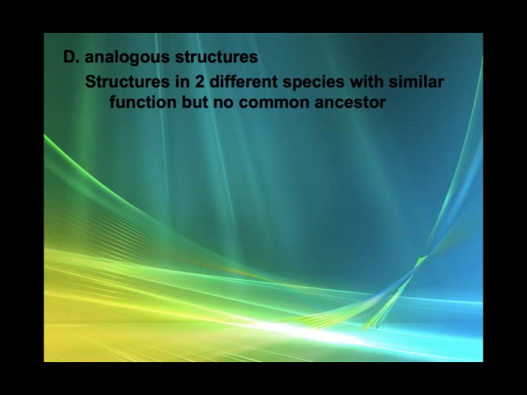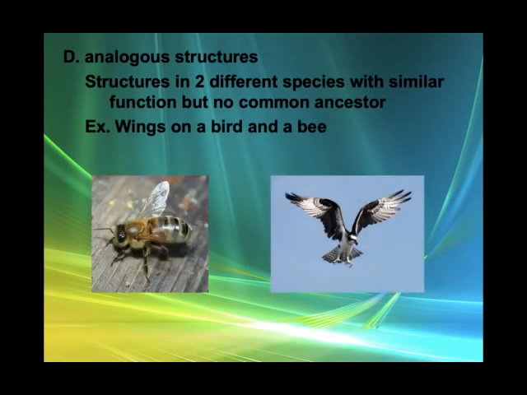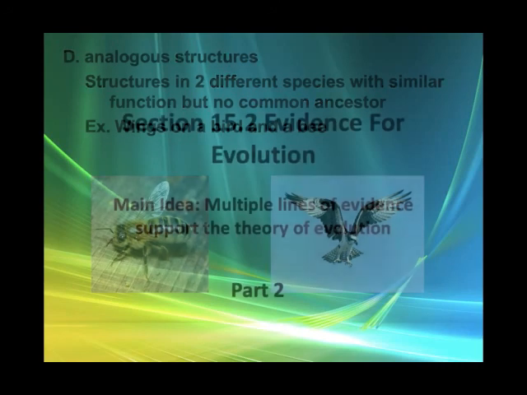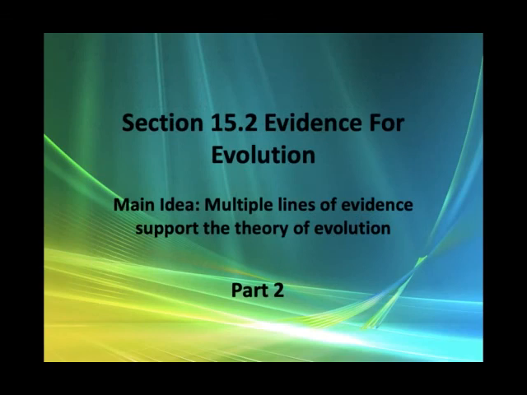And an analogous structure is another anatomical structure that has to do with the function of the structure. Analogous structures are structures found in 2 very different species with very similar function, but they don't have a common ancestor. For example, wings on a bird and wings on a bee both have evolved because they needed to fly away from something, or they needed to be able to find something and travel great distances in a short period of time.